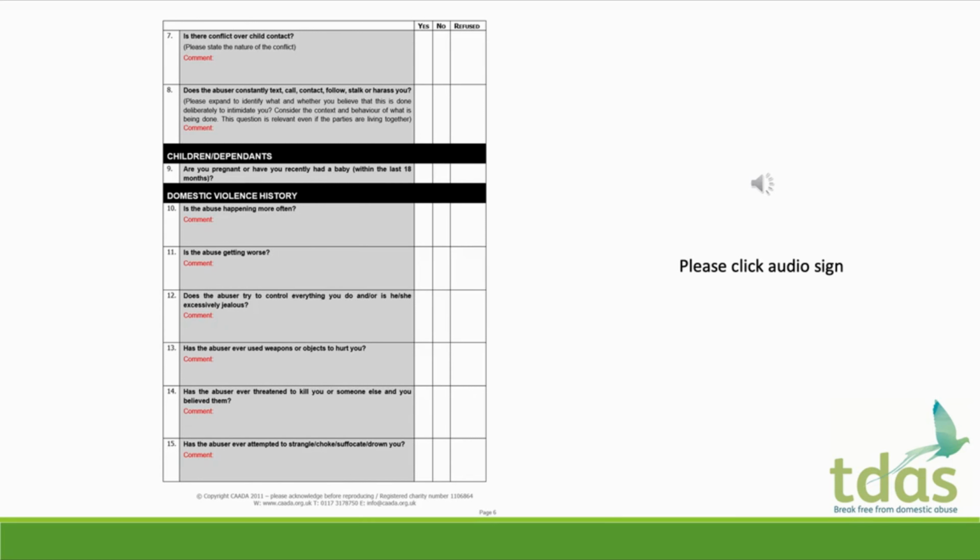Question 8 asks, does the abuser constantly text, call, contact, follow, stalk or harass the victim? Note the word constantly in this question. Stalking is often initiated following separation, but also happens within relationships and may manifest in obsessive policing of the victim's movements. Stalking is not only calls and messages or following in person.